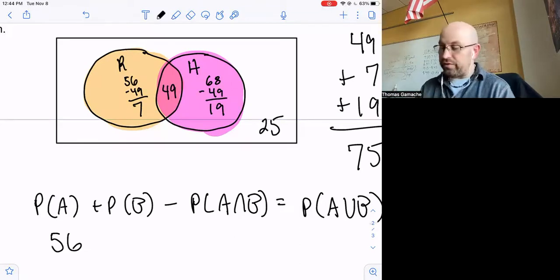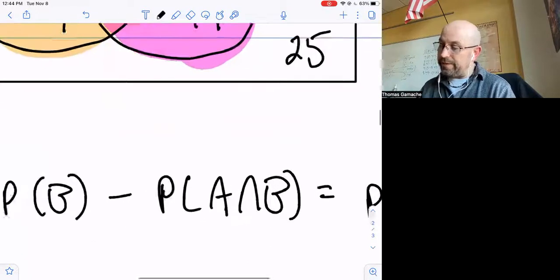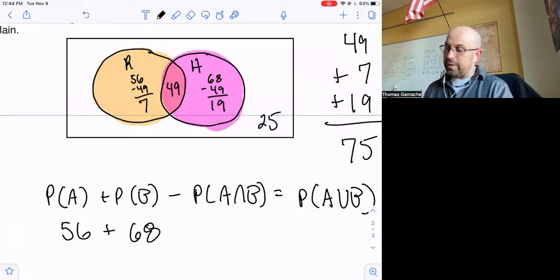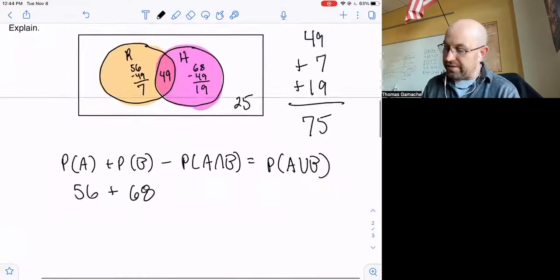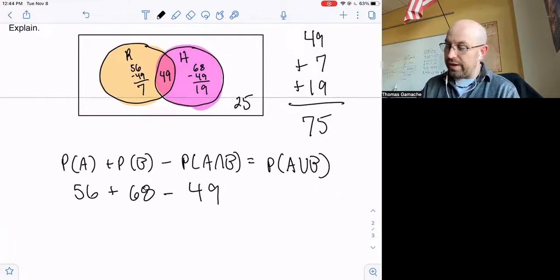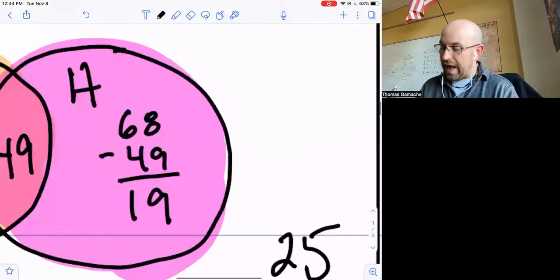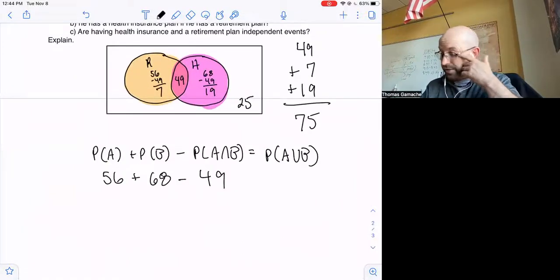I'm going with everyone who has retirement. I think I might have said health insurance, but I'm going with retirement. Now for health insurance, I'll make that B. I'm going to add up everybody in there, which is that 68. Now probability of A and B, I'm going to take away that 49 right there because that's getting counted twice. When I count that 56, that includes that 49. When I add that 68, that also includes the 49. So there you go. That's where this is all coming from.